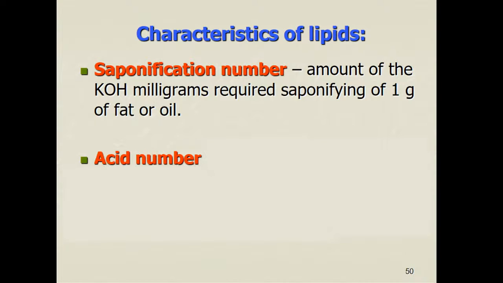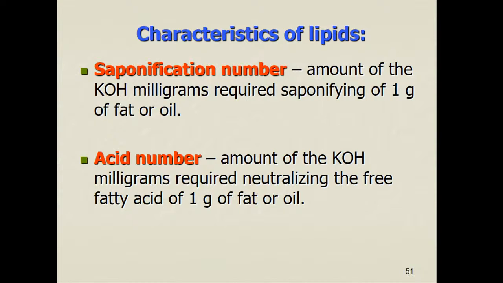The second important characteristic is the acid number. It's the amount of potassium hydroxide in milligrams required to neutralize the free fatty acids of 1 gram of fat or oil. What does this acid number show? It shows free acids, which appear due to hydrolysis or storage of the lipid. So a high amount of acids means it's not very fresh. Some percent of acids are present according to the quality; it should be there, but not so great. A great amount of free acid means that this lipid is not fresh.